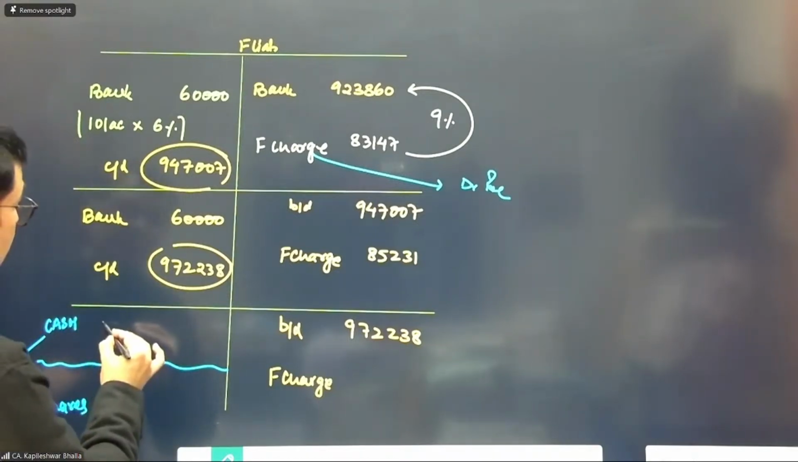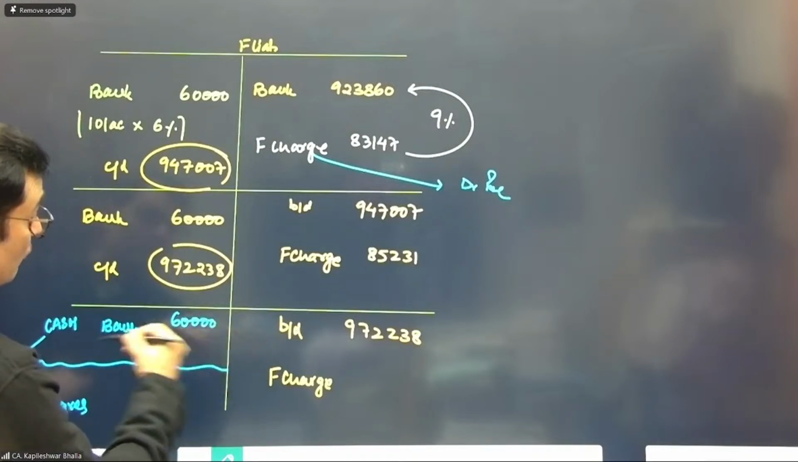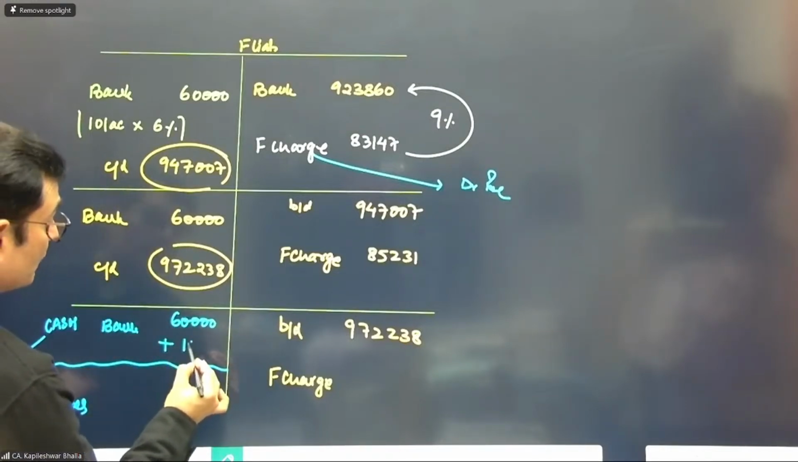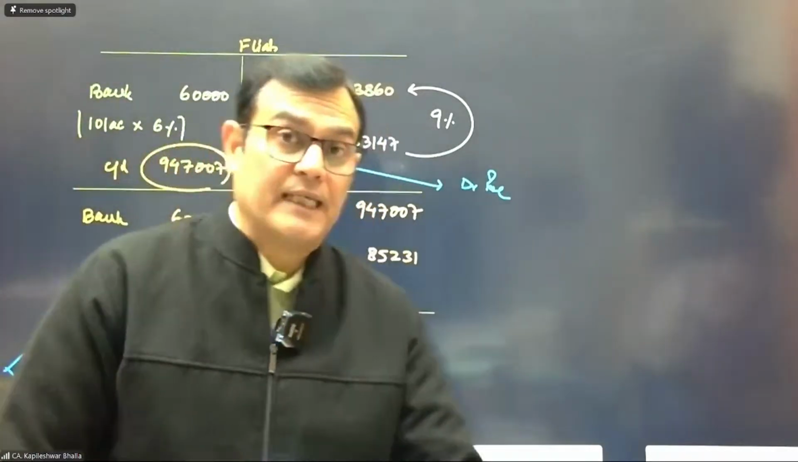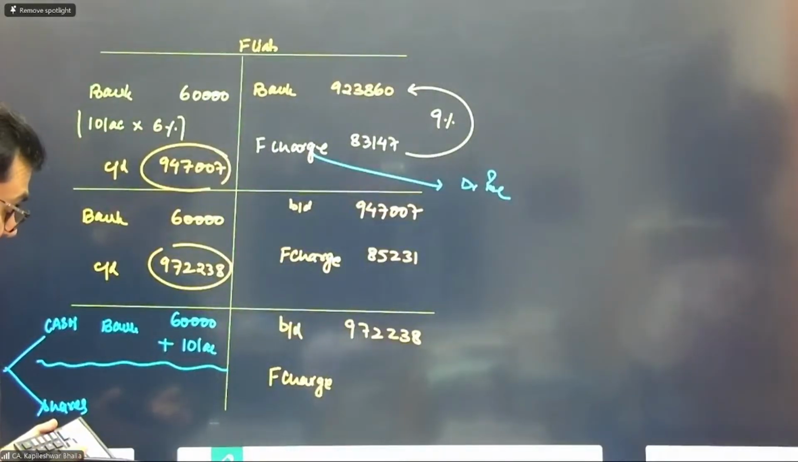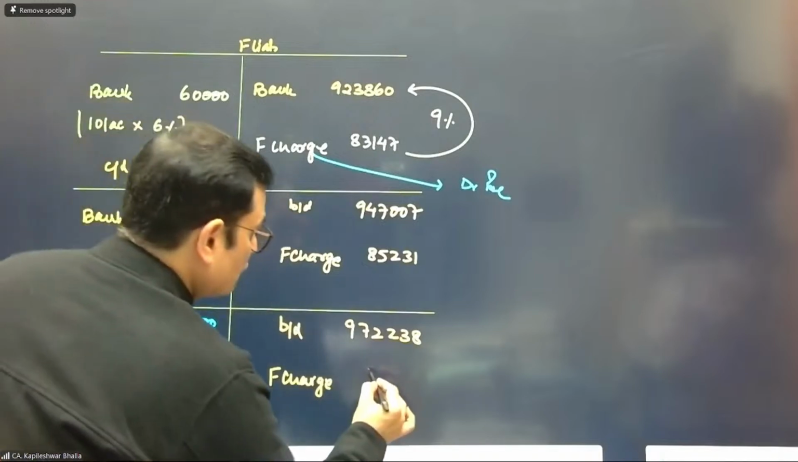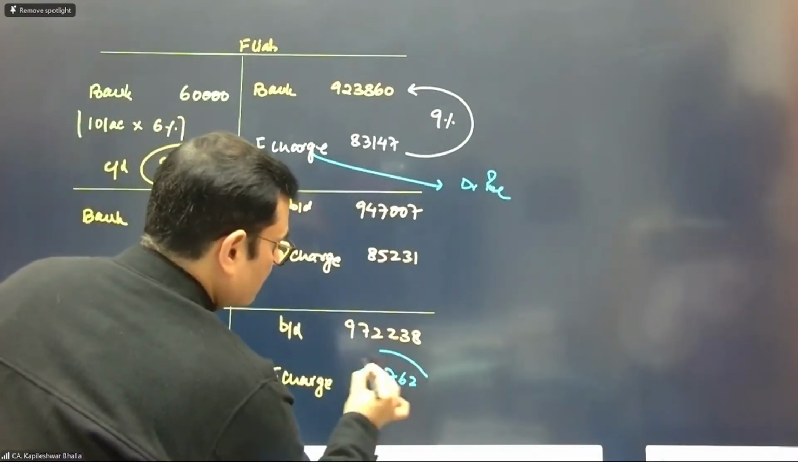If he says, give me cash, I am going to give this 60,000 coupon, and I'm also going to give him that 10 lakh rupees, the principal money, in cash. Let's now take the finance charge as a balancing figure. So 10 lakh 60,000 on the debit side, 972,238, it comes to 87,762. Just make a check.